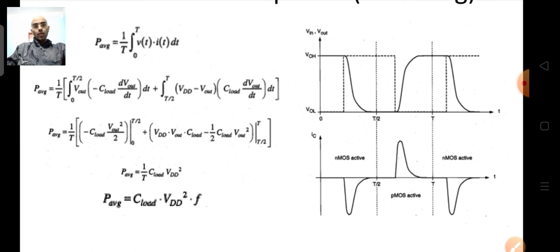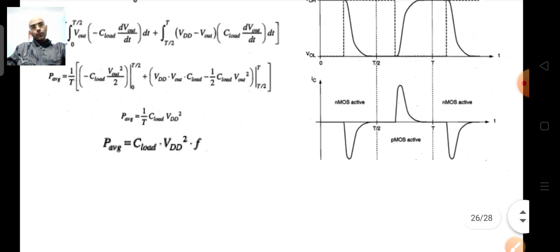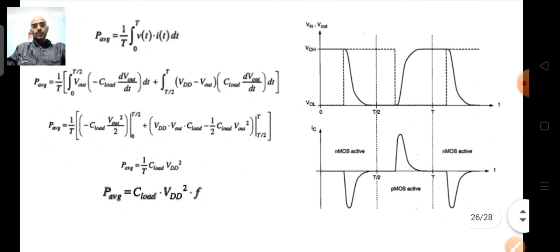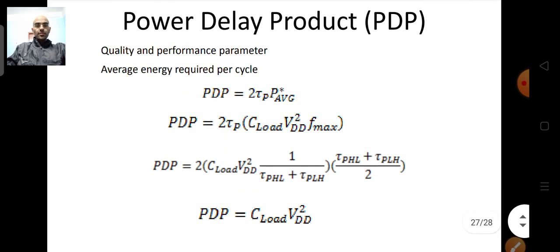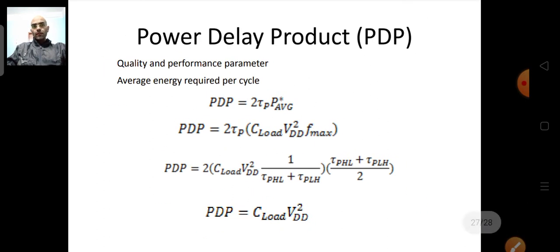Okay, and how it depends upon, so this relationship tells you very clearly. Okay, so this is how we find our short circuit, the switching power dissipation. Then let's try to find one more important parameter which is usually useful for our battery operated circuits.